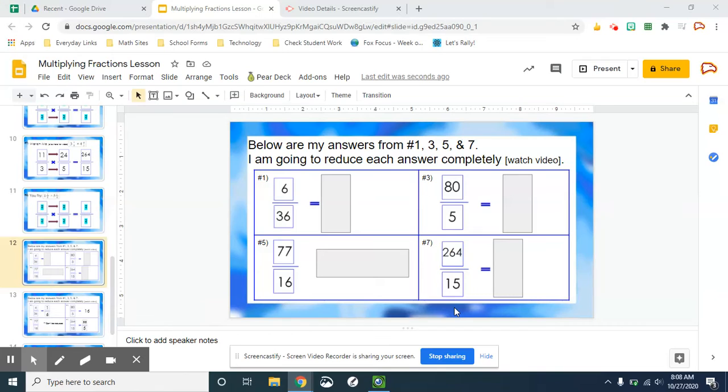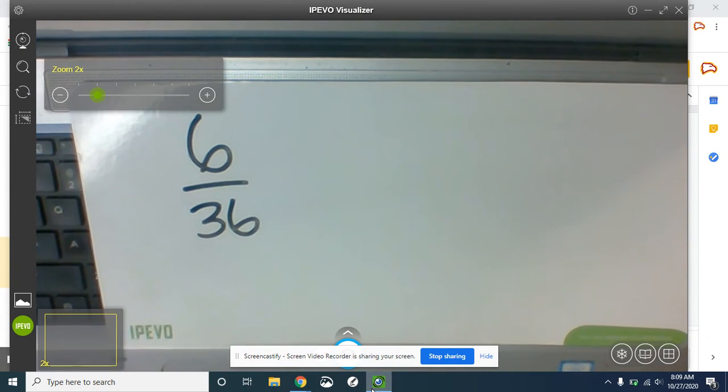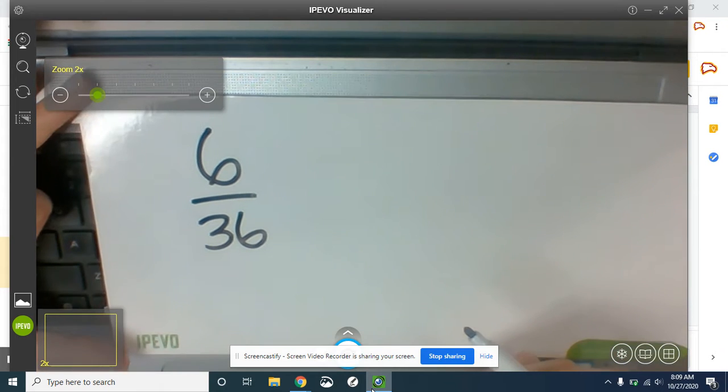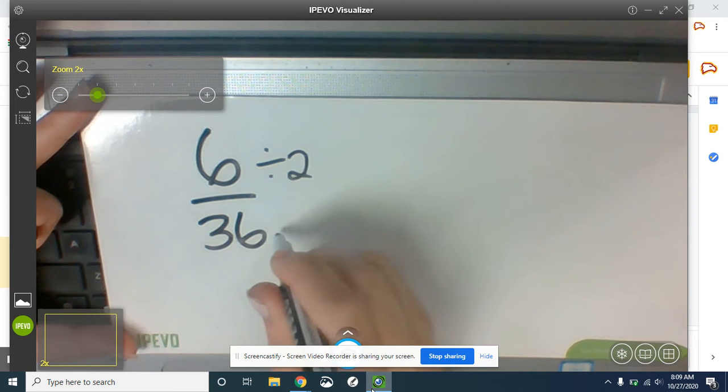Right, so we are going to be reducing our fractions. Let's go ahead and look at 6/36. You need to first look to see if they're both even. That's always a good starting place because if they're even, that means they're divisible by 2. 6 and 36 are both even, so we can divide them both by 2.